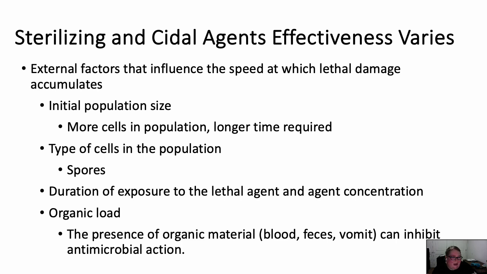Some of the external factors that are going to influence how fast a cidal agent can cause lethal damage are things like the initial population size of the microbe you're trying to get rid of. The more cells you have in that population, the longer it's going to take for that cidal agent to take effect and to start to kill off that population.